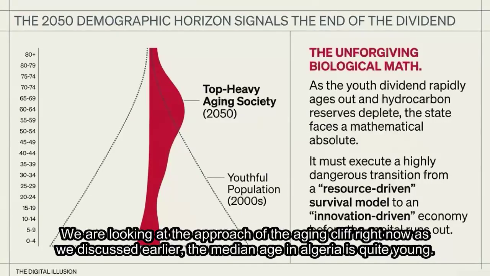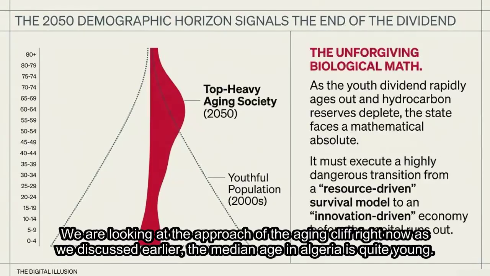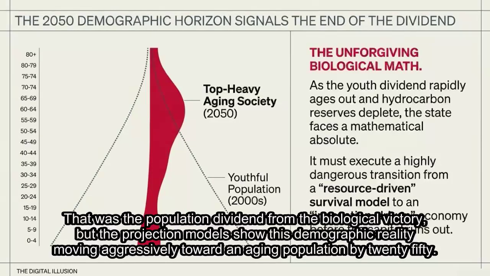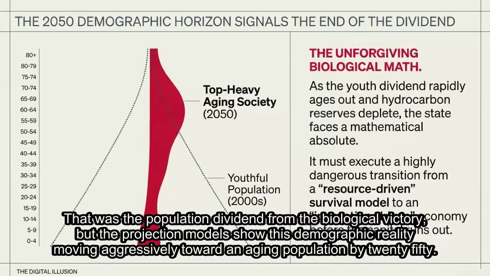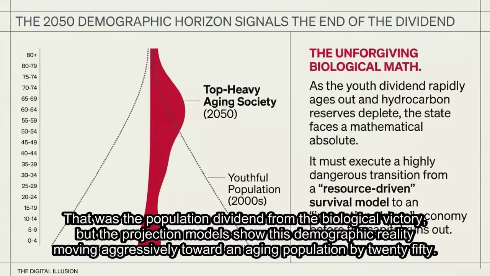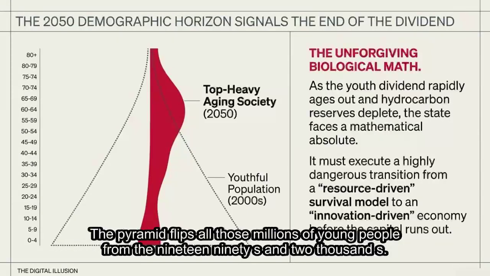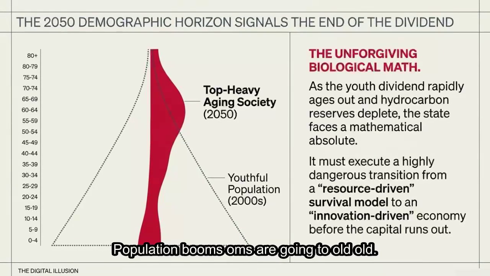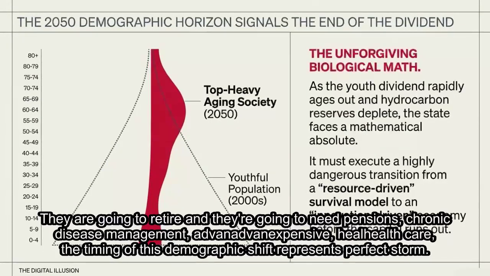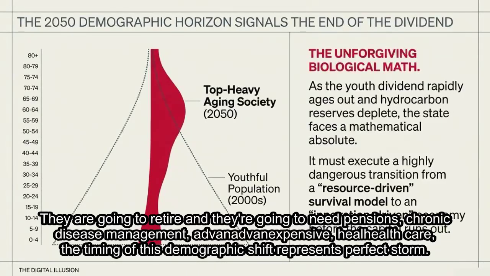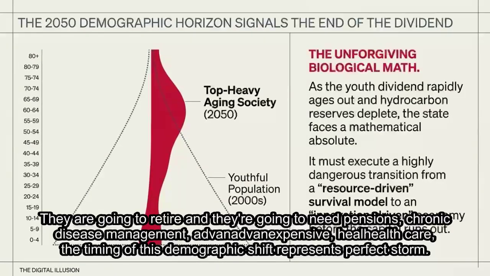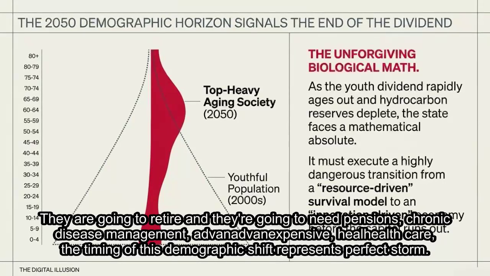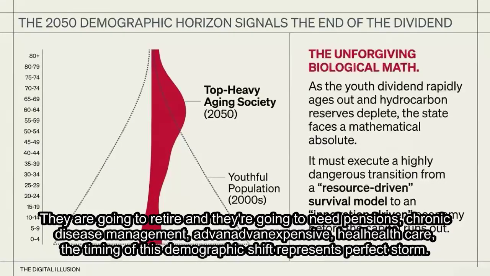Let's explore the 2030 to 2050 outlook, because the population projections in this report project a massive, unavoidable structural shift. We are looking at the approach of the aging cliff. Right now, as we discussed earlier, the median age in Algeria is quite young. That was the population dividend from the biological victory. But the projection models show this demographic reality moving aggressively toward an aging population by 2050. The pyramid flips. All those millions of young people from the 1990s and 2000s population booms are going to grow old. They are going to retire. And they're going to need pensions, chronic disease management, and advanced, expensive health care.